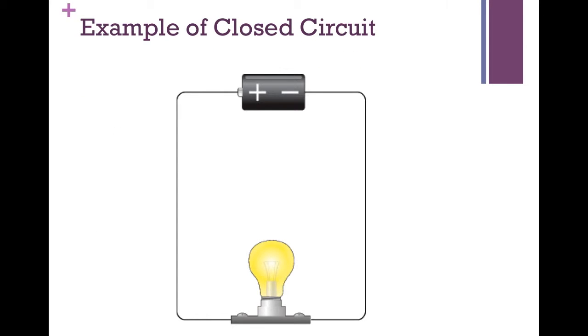This is an example of a closed circuit. You clearly have your light bulb here, and you have one end connected to a wire, in this case, to the negative end of the battery. Then you have the positive end also connected to the other side of the light bulb. And in this case, if the battery has charge, the light bulb will light up. Next, you will see me demonstrate how to properly conduct our experiment.